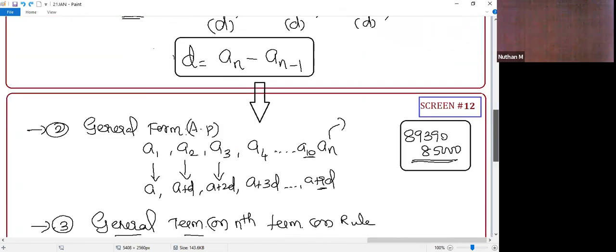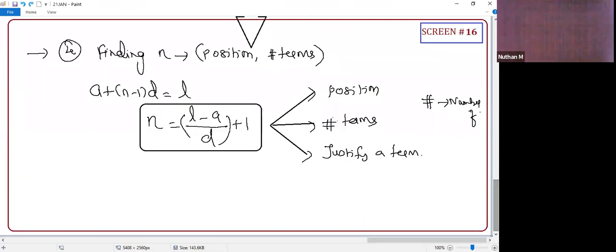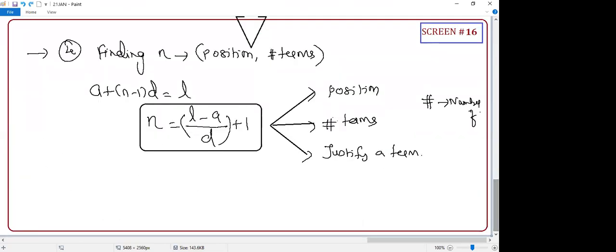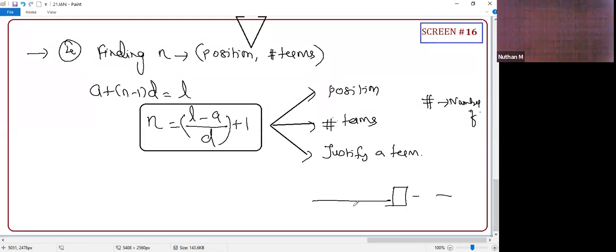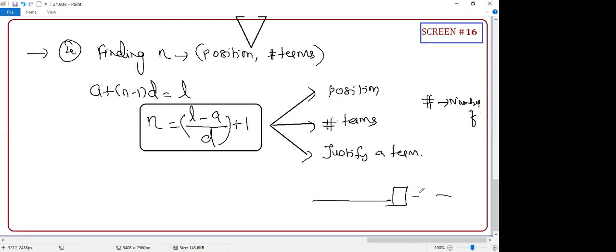Sir, L is the last position or what, sir? N is not always the last position. Up to what terms you are considering, that is your N. If you consider only the 15th, maybe the sequence is continuous, but I want only a particular position. But for number of terms, n is the last position. So all you need to do, visualize this formula.